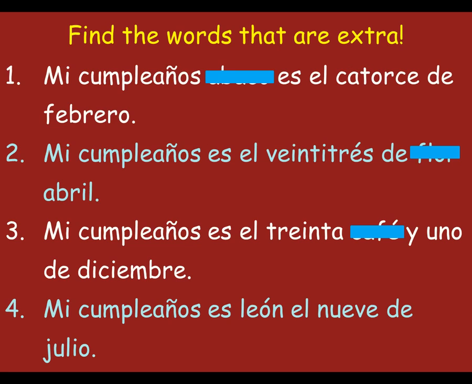And finally, in sentence number four, what's extra in that sentence? That's right, we don't need leon. That's the word for a lion. This is a sentence about a birthday.